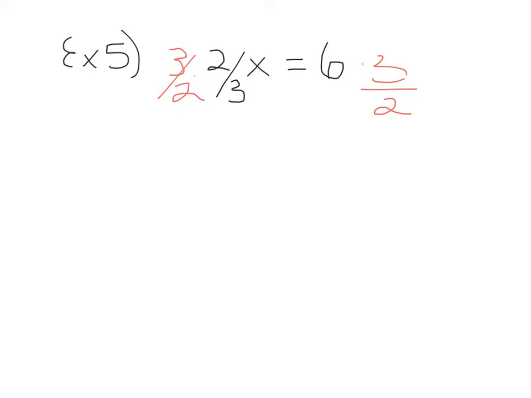Okay, so by multiplying by 3 over 2, my 3's cancel out, my 2's cancel out. And I've got x. And then I'm going to multiply 6 times 3 over 2. Well, 6 times 3 is going to give me 18 over 2, because I just multiplied straight across. And 18 divided by 2 is 9. So my answer is x is equal to 9.